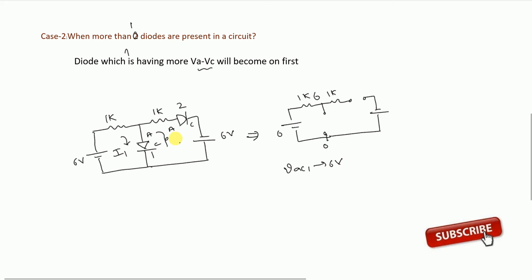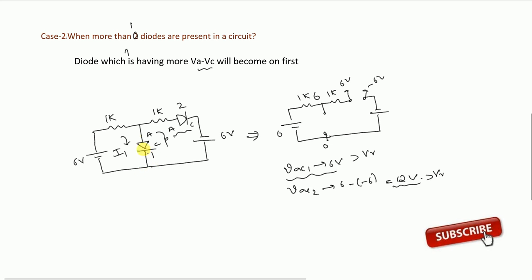Next, I am finding across this, friends. Here it is 6 volt. Here it is minus 6 volt. So VAC2 is 6 minus of minus 6, that is 12 volt. See, across diode 1 VAC is 6 volt. It is greater than V threshold, and across diode 2 VAC is 12 volts. That is also greater than V threshold.